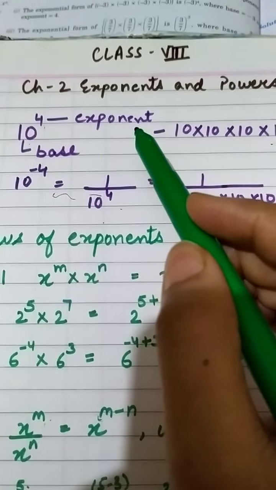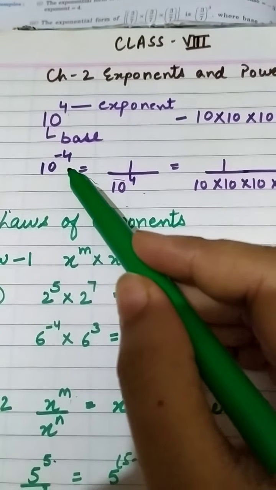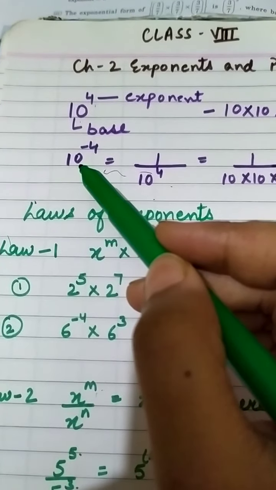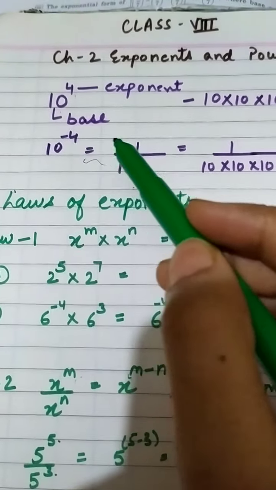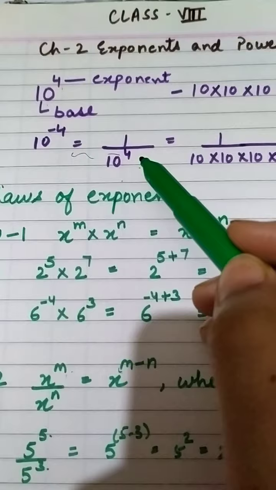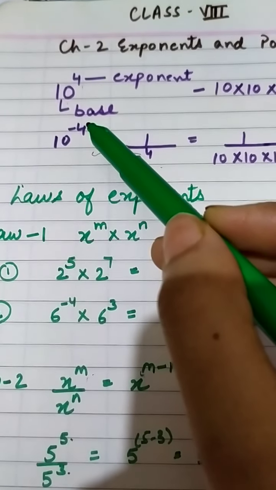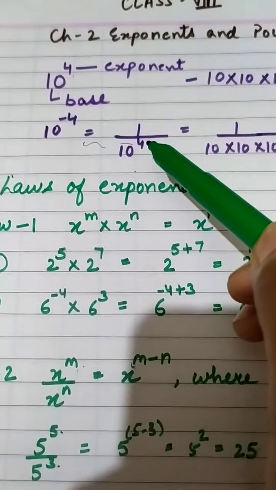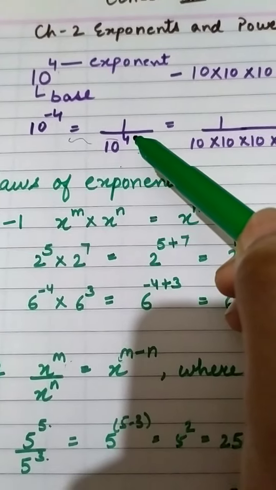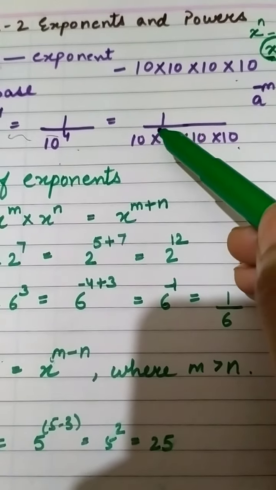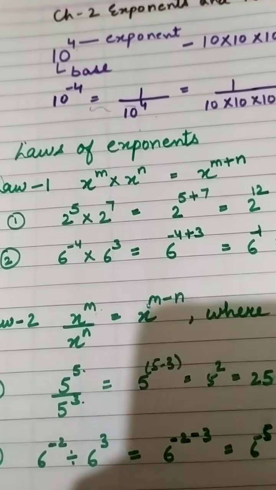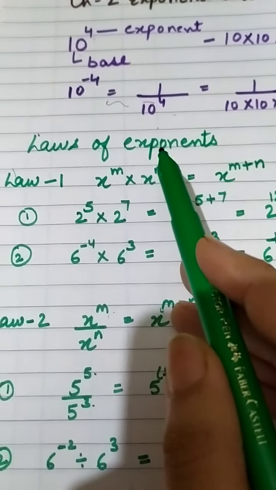You have studied this in your previous class, but now we will study negative powers. If the power is negative, for example 10 raised to the power minus 4, then we take the reciprocal of that power, and it becomes positive. So 10 raised to the power minus 4 is 1 upon 10 raised to the power 4, that is, 1 upon 10 multiplied 4 times. Clear, children?